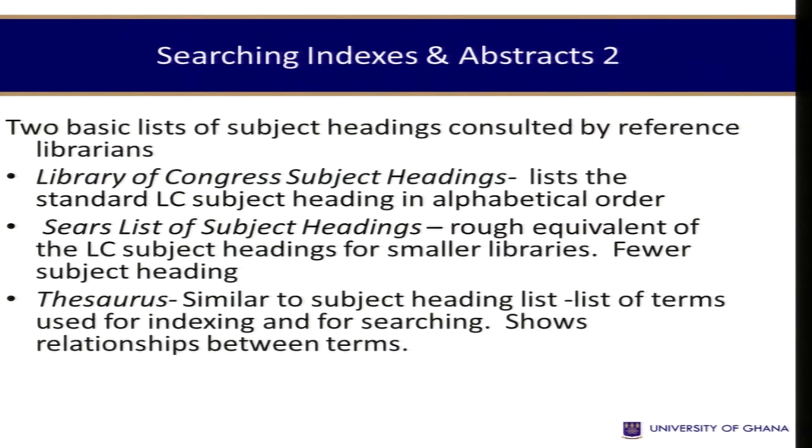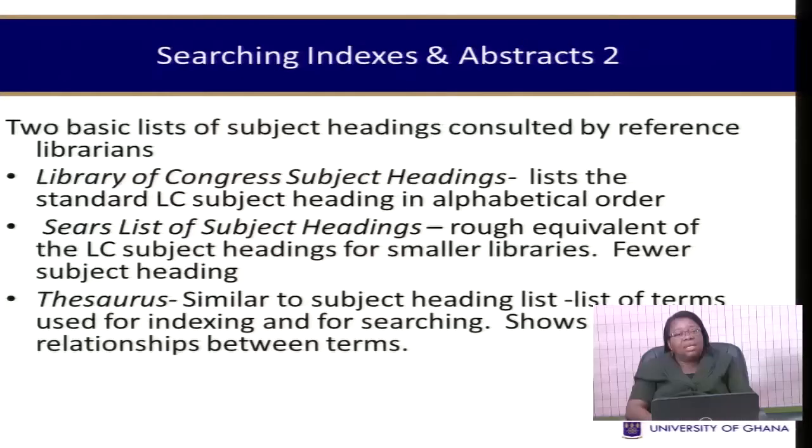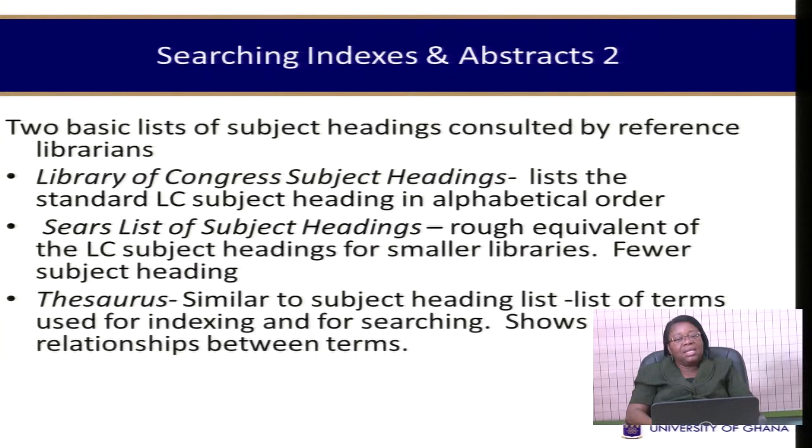There are two types of subject headings which can be consulted to compile your index. We have what we call the Library of Congress subject heading for big libraries, and then we have the Sears list of subject headings for smaller libraries. We also have what we call a thesaurus for you to be able to compile your index terms. A thesaurus lists usually similar terms. So it's similar to a subject heading, but it's a list of terms used for indexing and for showing relationships. It shows you similar terms or synonyms which can be used in place of the terms that is found in the index.